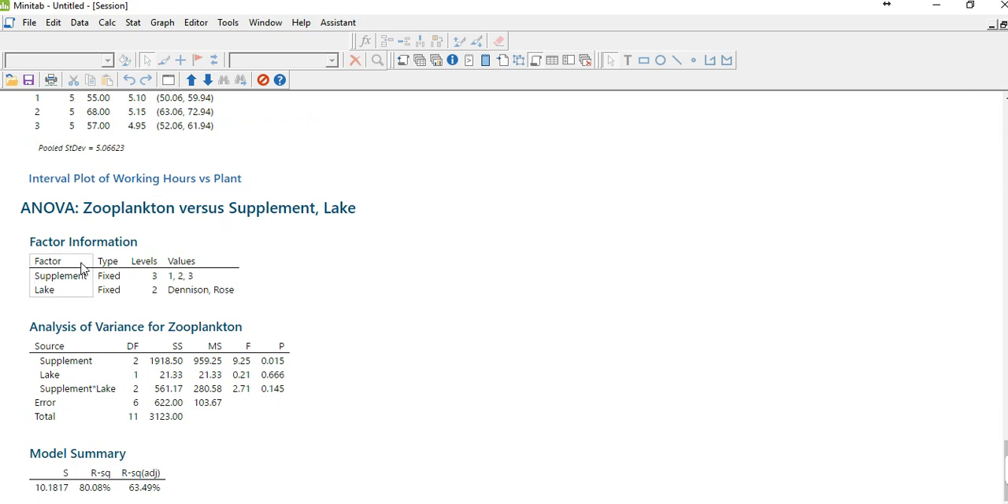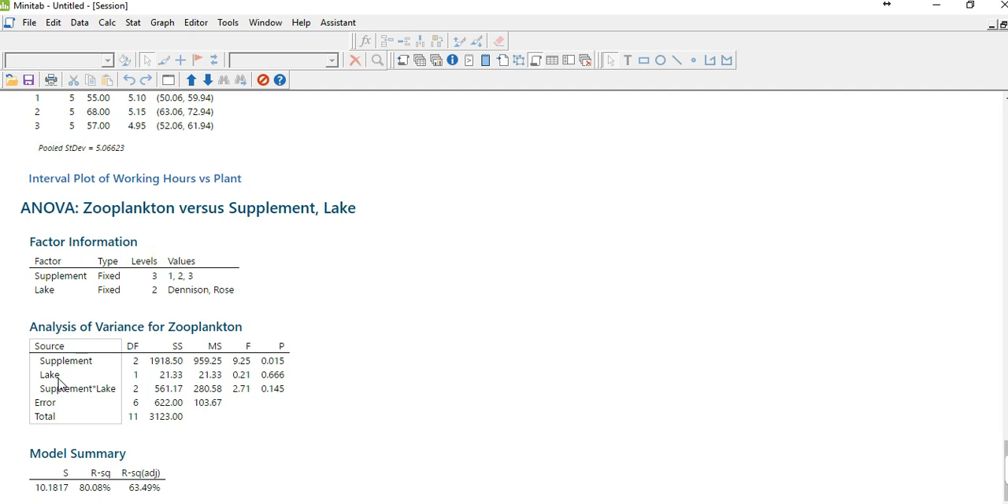You can verify the factor information. You have 3 levels for supplement and the 2 lakes, Dennison and Rosie. Okay, so for the analysis of variance, you can see the first row corresponding to supplement, and the F value is 9.25, corresponding p-value is less than 5%. So we reject the null hypothesis. We will say that the supplement does have an effect.